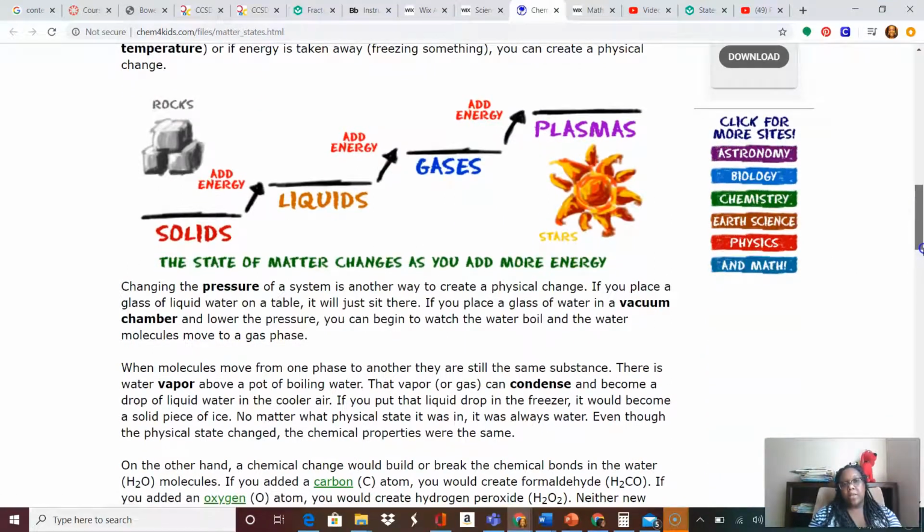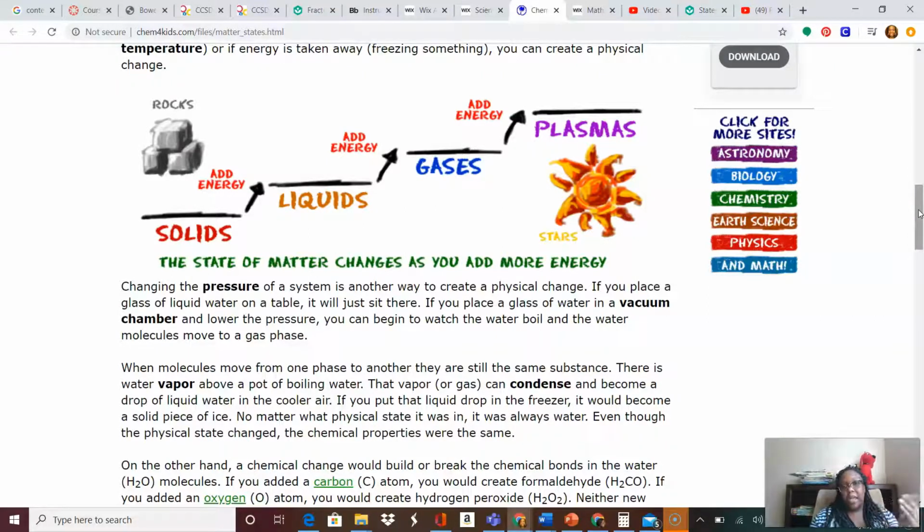So it's going to talk about solids, how it adds energy to become a liquid, add energy to become a gas, and plasmas, which would be like our stars and things like that. And I actually think that plasma is one of the most fascinating parts of the states of matter. And I don't see why in our regular areas we don't touch on it until later on.